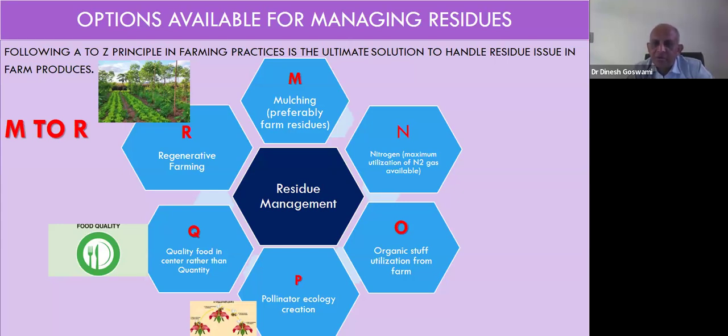Another aspect is nitrogen. Maximum utilization of nitrogen gas available. We all are aware that nitrogen is abundantly available in the atmosphere, but not in usable form for the crops or plants. So if we add nitrogenous or leguminous crops in our cropping system, that can help to fix the atmospheric nitrogen into the soil, and indirectly that helps in reducing the use of chemical fertilizers.